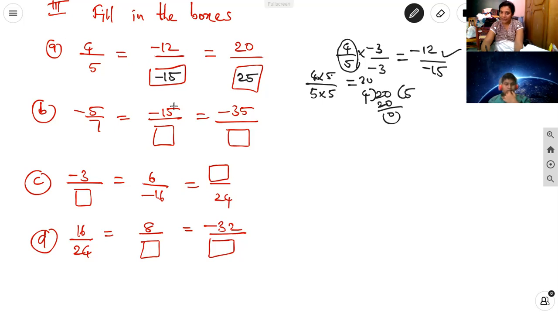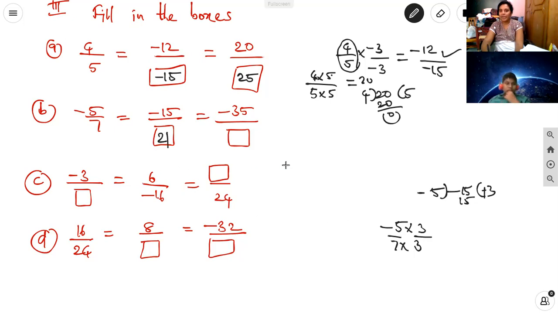So how we find the empty box numbers: just divide the given numbers in the same place. Here minus 15 is divided by minus 5. Minus into minus is plus. 5 3s are 15. So you should multiply by 3. Minus 5 into 3, and 7 is also multiplied by 3. 5 3s are 15 with the negative sign. 7 3s are 21.